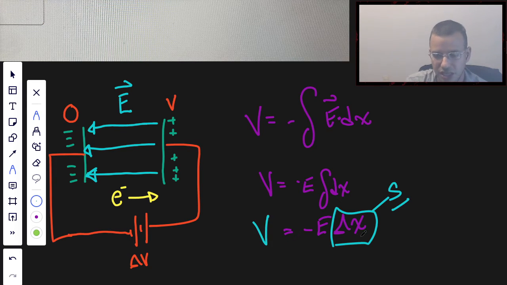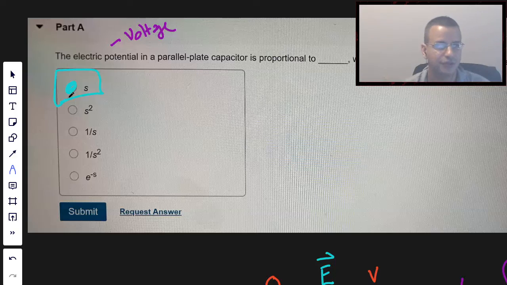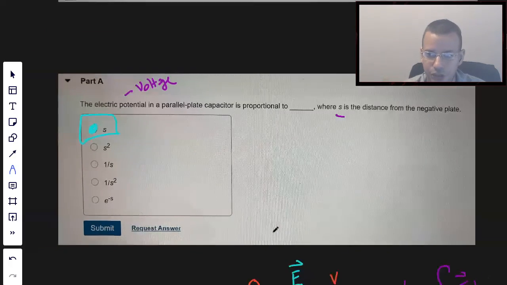So voltage is proportional to the electric field, and I guess there's a negative in there. I should have counted that as well. But we're good with that. So S would be the answer for this one. So hope that helped.